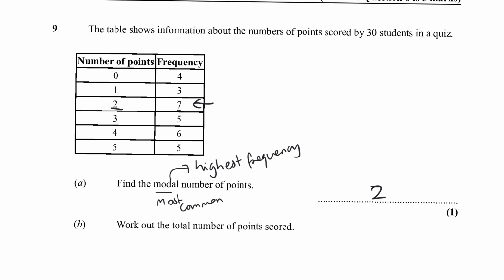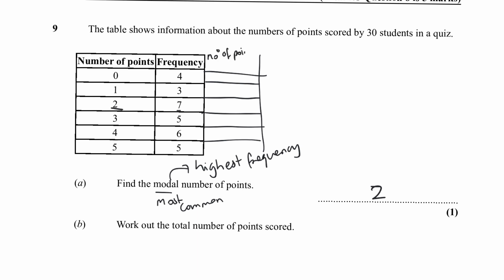Then it says work out the total number of points scored. To work out the total number, you're going to multiply. So make a column here quickly, where we're going to multiply number of points times frequency. First of all, 0 times 4 is just going to be 0. Then 1 times 3 is 3. 2 times 7 is 14. 3 times 5 is 15. 6 times 4 is 24, and 5 times 5 is 25.